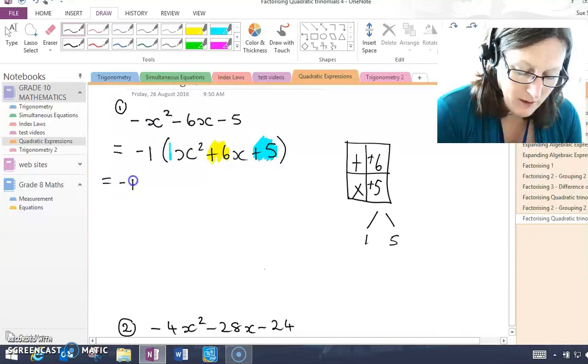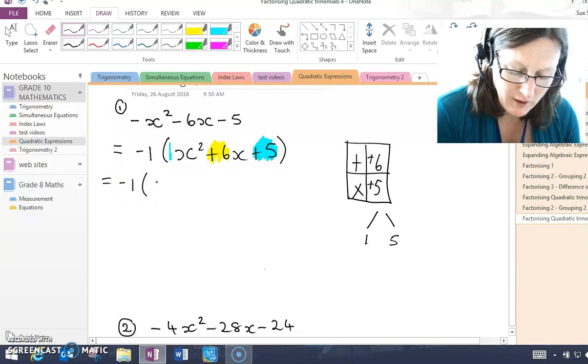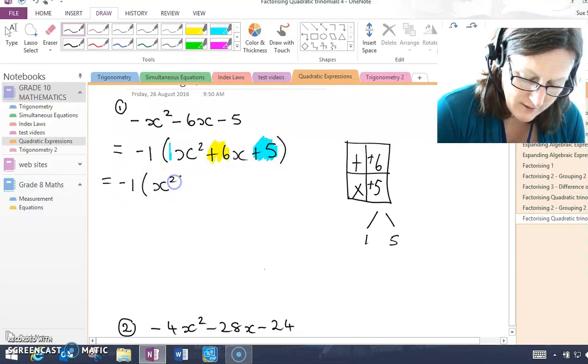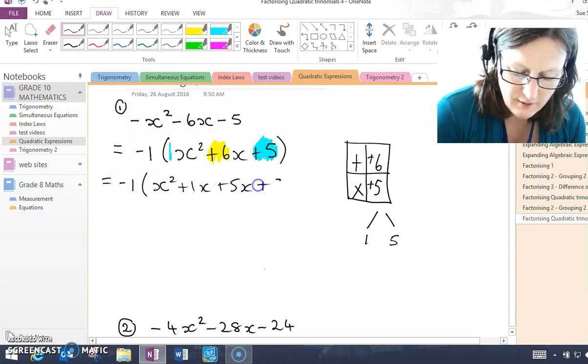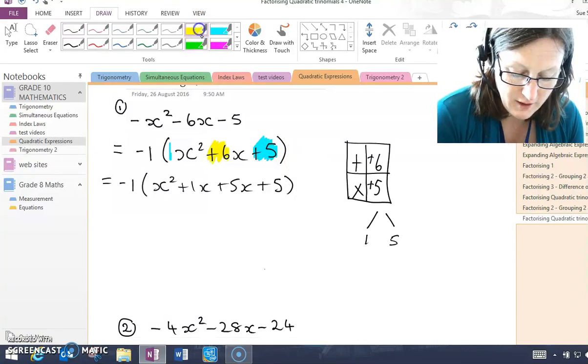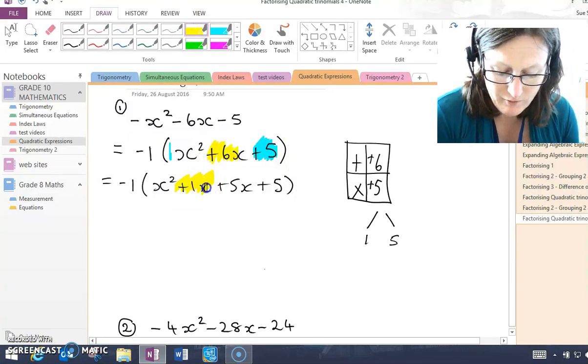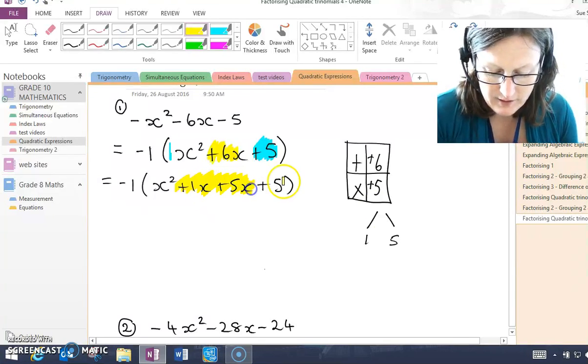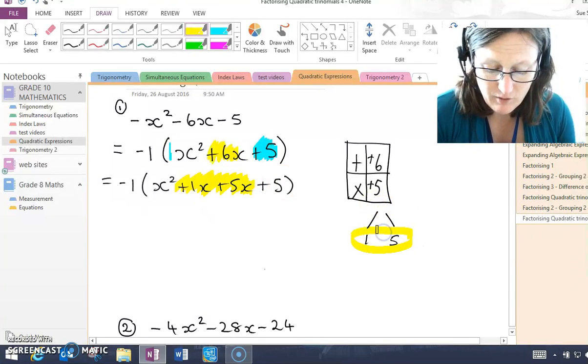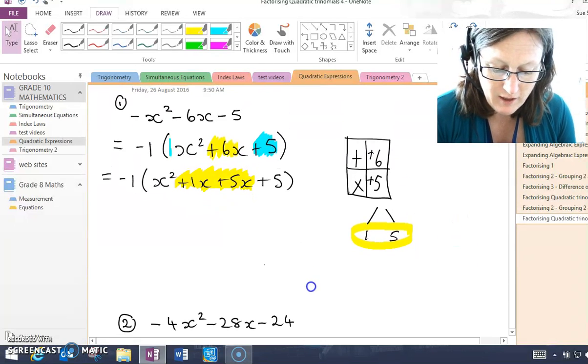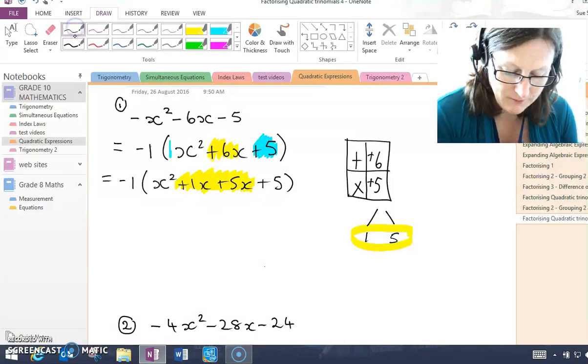We write our negative 1, it's out the front, but in a way we forget about it. And we rewrite this as x squared plus 1x plus 5x plus 5. Just a reminder, what's in yellow is 6x on this line. On the line below, we have rewritten it. This told us how to rewrite it. Both things equal 6x, but it's done in a way that we can now factorise.